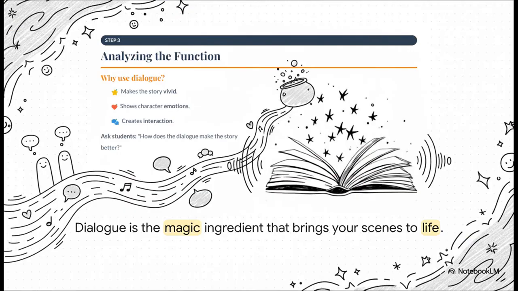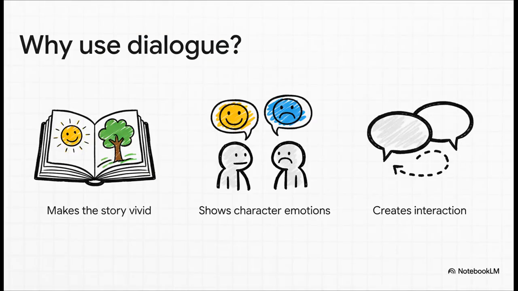So, what's the secret sauce? It's dialogue. I mean it. Good dialogue is the magic ingredient that turns a boring, flat description into a living, breathing scene. It lets us hear your characters in their own words, and that's incredibly powerful. But why is it so powerful? Well, for starters, it makes the story vivid, right? Suddenly, we're not just reading, we're listening. It's also the best way to show us how a character feels instead of just telling us they're sad or happy. And of course, it's what creates that back and forth action that actually moves a story forward.